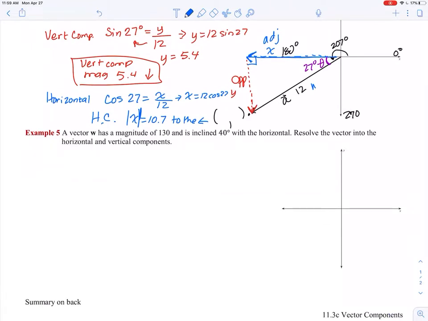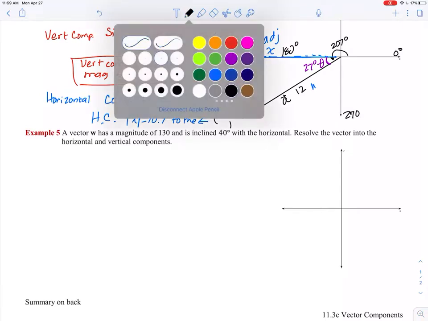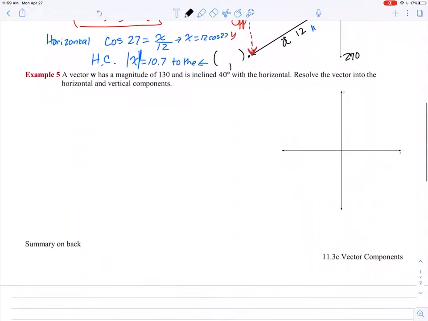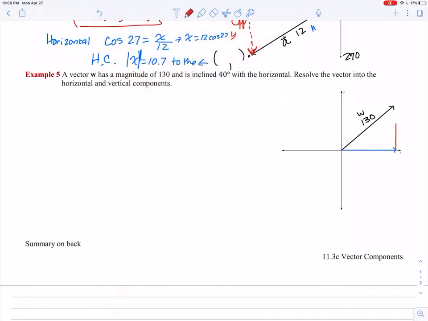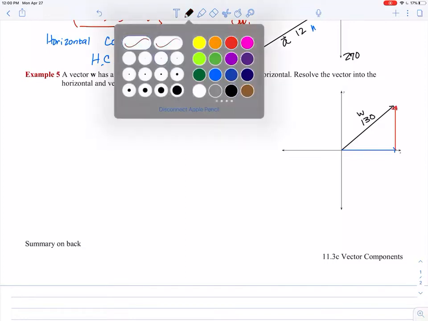Vector W has a magnitude of 130 and is inclined 40 degrees with the horizontal. All right, so 40 degrees with the horizontal means that we're coming off of the positive x-axis here, so 40 degrees would probably be about right here, and this is a magnitude of 130, and this is vector W. Resolve the vector into its horizontal and its vertical component. So here's its horizontal component here. And then here is its vertical component here. So it's going right and up. Okay, and so there's our right angle there.